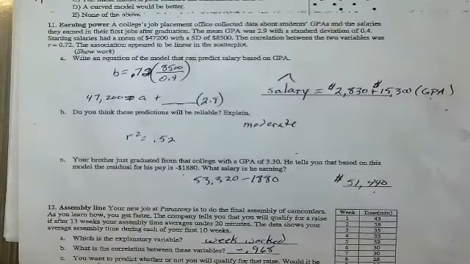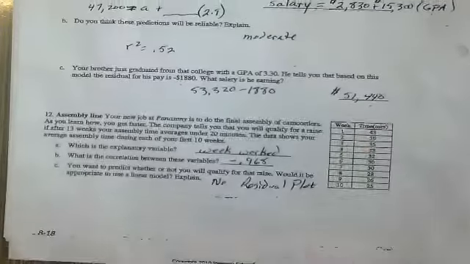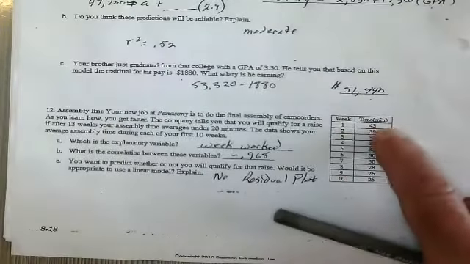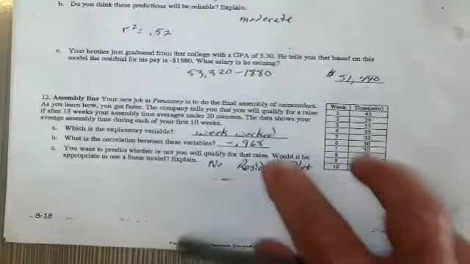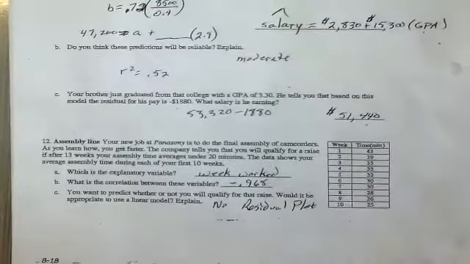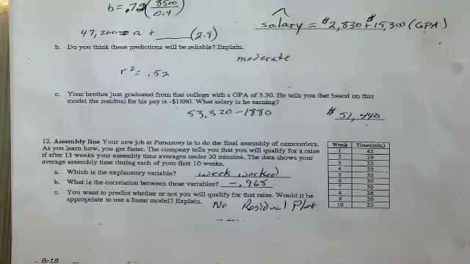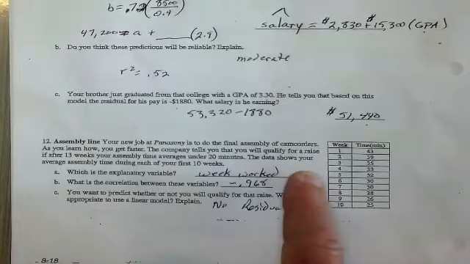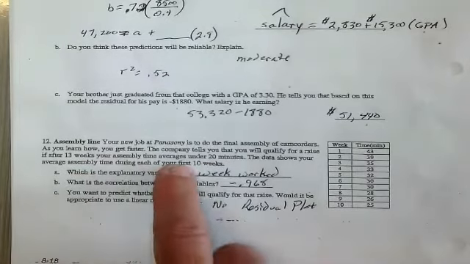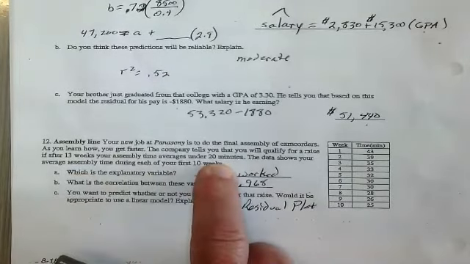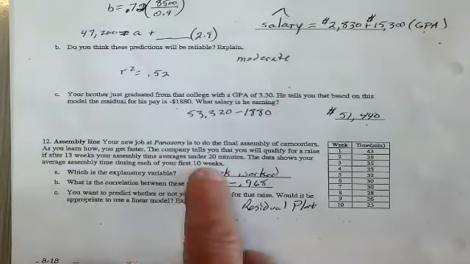Okay, number 12. So we work on an assembly line. This is the weeks, and this is how quick someone's getting. The faster they do, the faster they learn how to do it. We're assembling camcorders. This is old. As you get faster, the more you do it. The company tells you qualify for raise in 13 weeks if your average time is under 20 minutes. The data shows each assembly during the first 10 weeks.